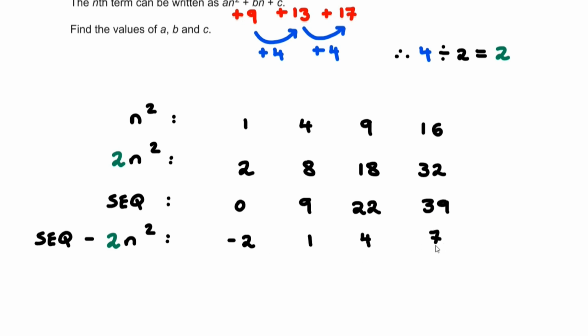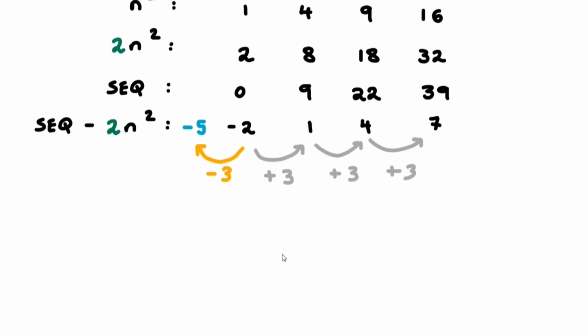We now have a linear sequence and we can find the nth term of that linear sequence. Difference between negative 2 and 1 is 3, difference between 1 and 4 is 3, difference between 4 and 7 is 3. Now to find the 0th term I need to do the inverse of plus 3, which is negative 3. Negative 2 subtract 3 is negative 5. So for our nth term we have 2n squared plus 3n subtract 5. So a is 2, b is 3 and c is negative 5.